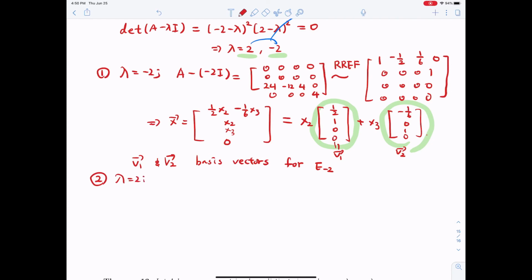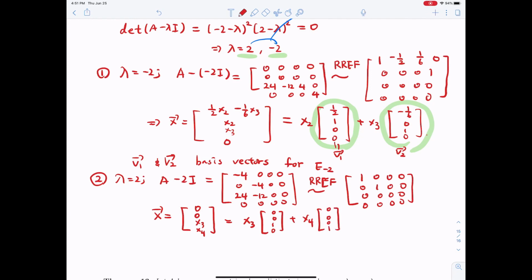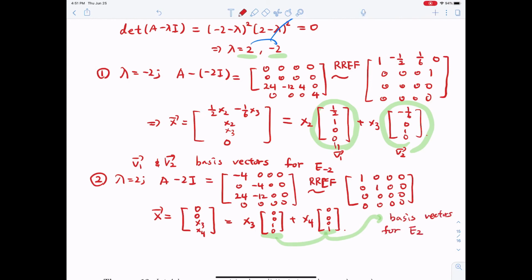Similarly, when lambda is 2, we have A minus 2 times I equals, so now we have negative 4, 0, 0, 0, 0, negative 4, 0, 0, 24, negative 12, 0, 0, 0, 0, 0, and 0. So if you take the RREF again, this gives you 1, 0, 0, 0, 0, 1, 0, 0, and the rest are all zeros. So this gives you x where the first two entries are 0, and x3 and x4 are free variables. So this gives you x3 times (0, 0, 1, 0) plus x4 times (0, 0, 0, 1). Again, these two vectors are basis vectors for the eigenspace corresponding to lambda equals 2.